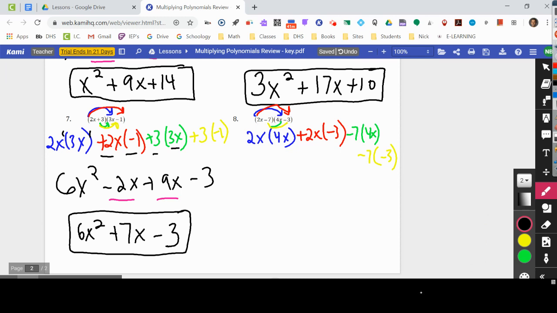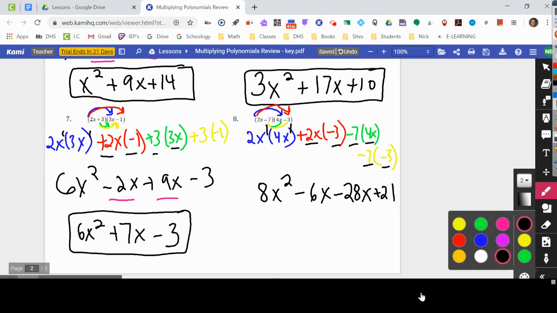All right, so here we go. A 2x to the first times 4x to the first is going to be 8x to the second power. 1 plus 1 is that 2. A positive 2x times a negative 3 is going to be a negative 6x. And we got a negative 7 times a 4x is going to be negative 28x. And we have a negative 7 times a negative 3. A negative times a negative is going to be my positive 21.